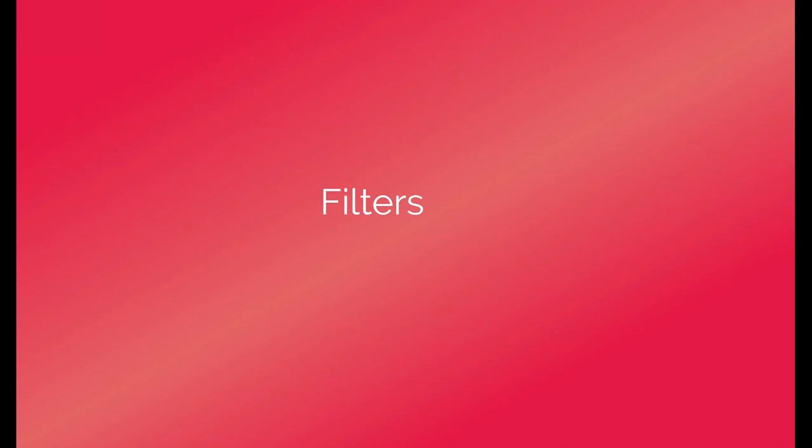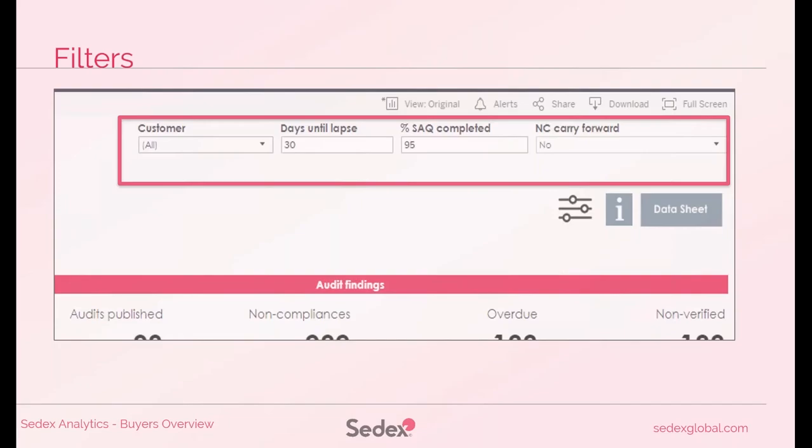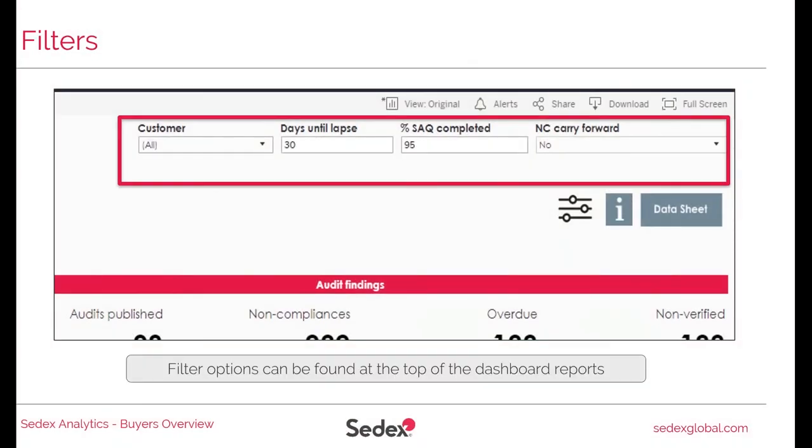Also, you can add your filters, sorry. So filters come in the shape or form of drop-down menus. Depending on the dashboard that you have, you might have drop-down menus or options that you can update. So for example, this one allows me to enter or change this range. At the moment, it's saying days until expire or lapse. I can change it to 60 if I wanted to, for example. Same thing with SAQ completion, I can change this. So there's various options of filters at the top.